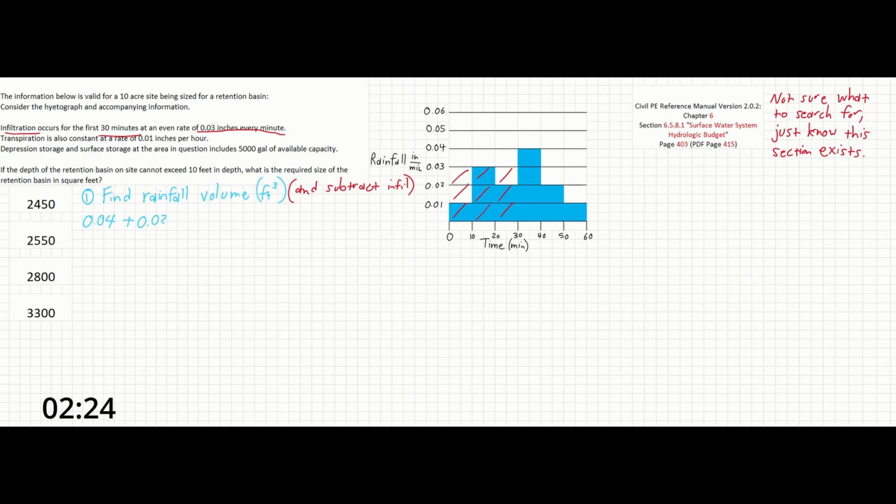But we can still sum the rain that occurs during the second 30-minute period. That's going to be 0.04 plus 0.02 plus 0.01 to give us a total of 0.07 inches per minute. Now if we multiply by 10 minutes, this will bring us to 0.7 inches of rain over the whole hour that are not infiltrated.